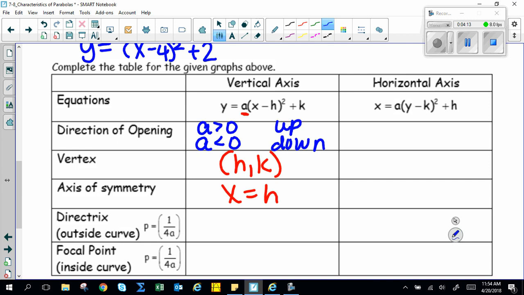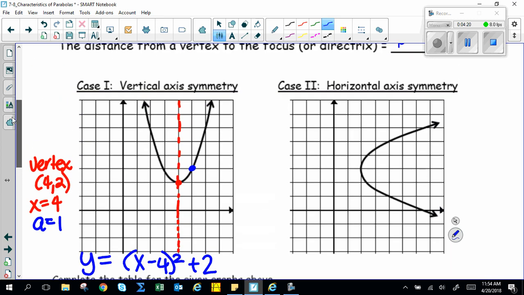So here are our new pieces. I need to find the value of P. Okay? So my value of P, let me change colors here. P equals 1 over 4 times a, and we just said that a is 1. So P is 1/4. So that means 1/4 of a unit inside the parabola is my focal point, and 1/4 of a unit outside my parabola is going to be a point on that line.